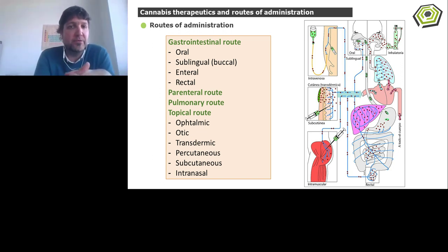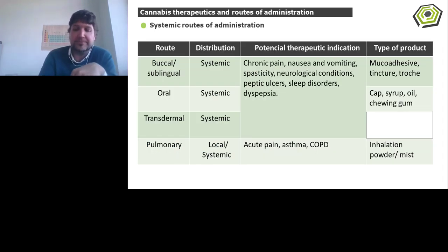So this is a summary of the different ways in which we can put drugs in our organism. We have the gastrointestinal route, meaning through the mouth, either by ingestion or sublingual through the oral mucosa. We have the enteral route for the release of compounds in the intestine, and we have the rectal route with suppositories normally. Parenteral route means IV, when we inject something directly into a vein. The pulmonary route is when we inhale something, and the topical route means through our skin or mucosas.